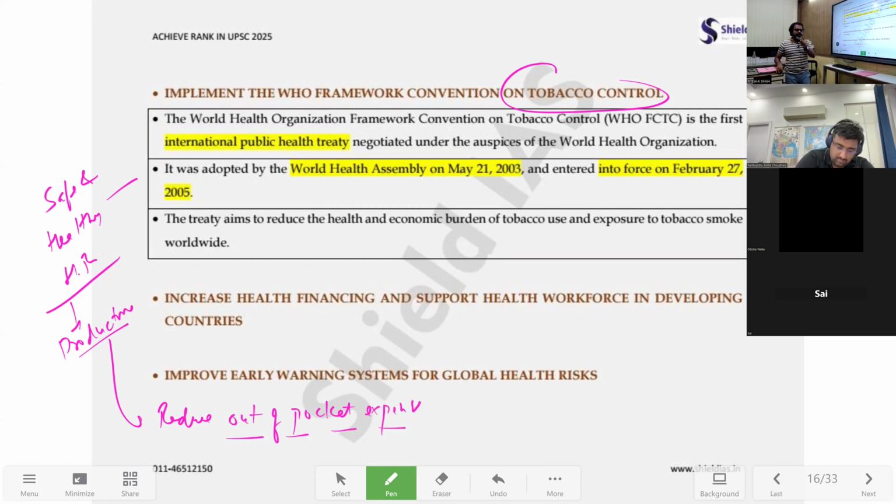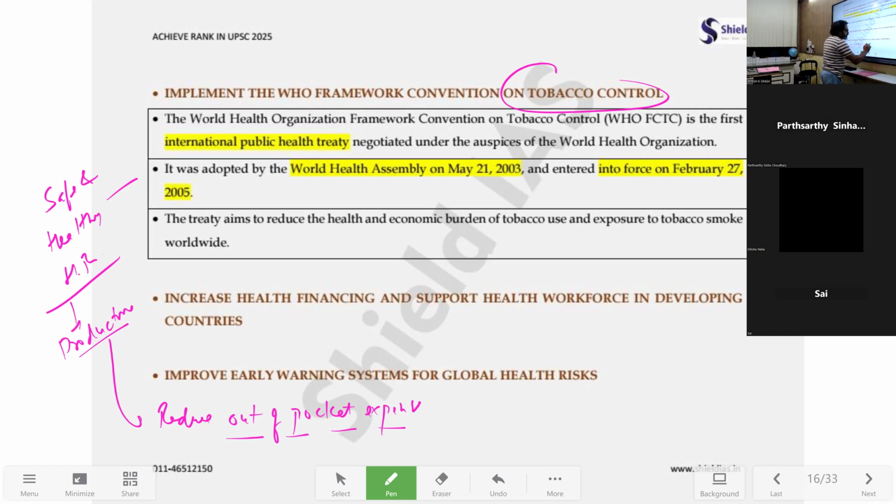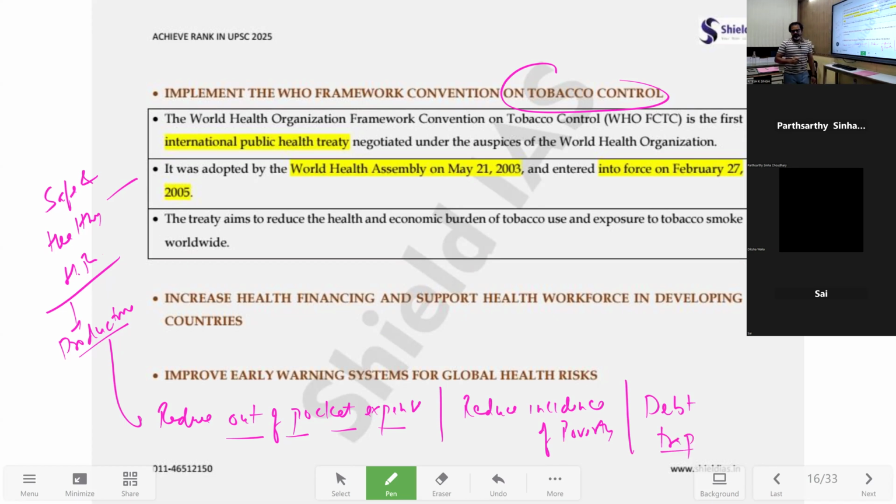That means what we are preventing? We are preventing people falling into poverty or debt trap. Okay. So hence reduce out of pocket expense. So we reduce incidence of poverty. We reduce debt trap, because people tend to borrow money for seeking what? Expensive healthcare.